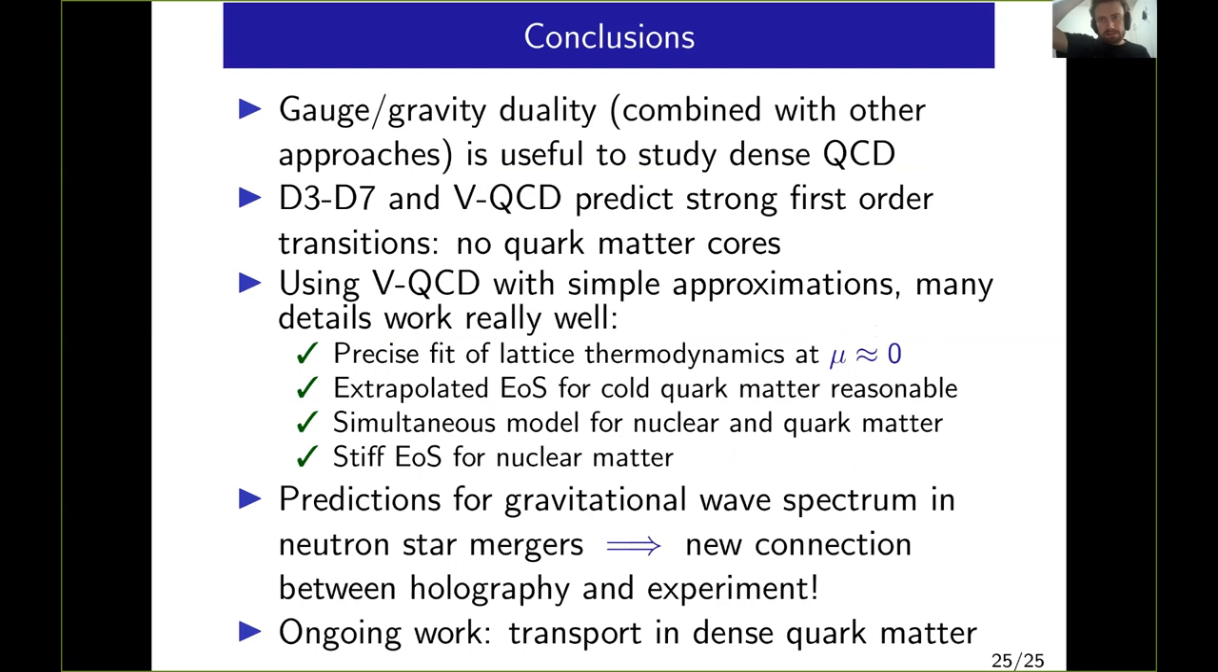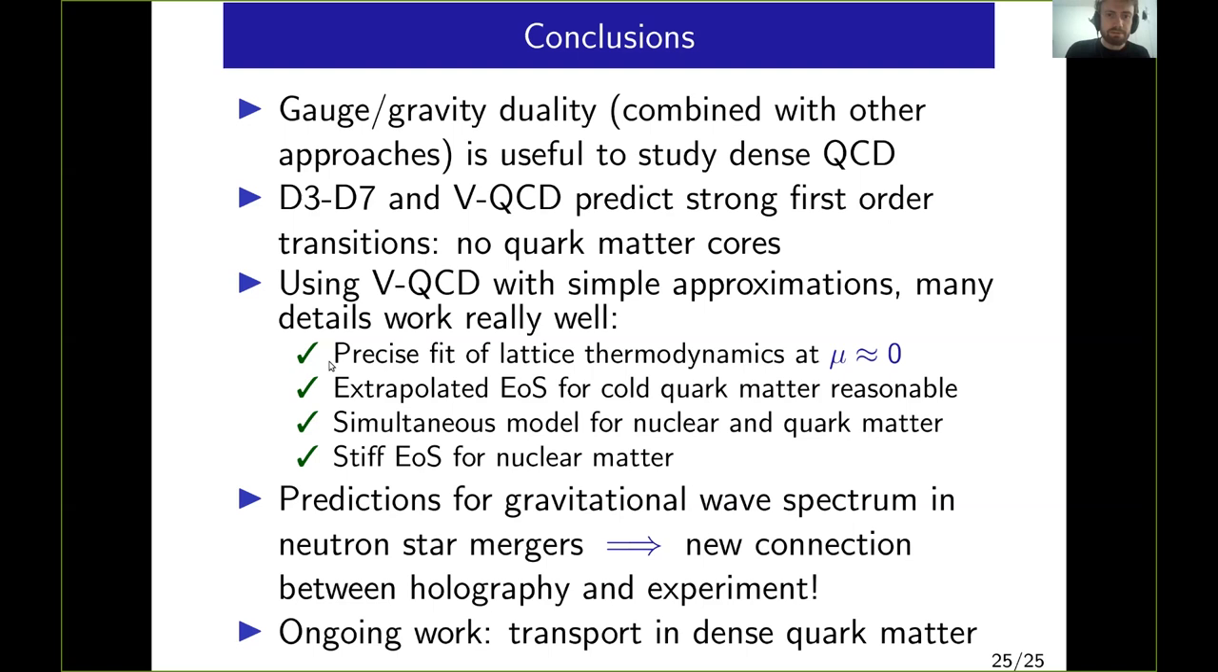I hope I convinced you that gauge gravity duality combined with other approaches is useful to study dense QCD. And these D3, D7, and VQCD models predict a strong first order nuclear to quark matter phase transition, which means that the neutron stars do not have quark matter cores. And I discussed quite a bit of this VQCD approach, in which many details work really well.